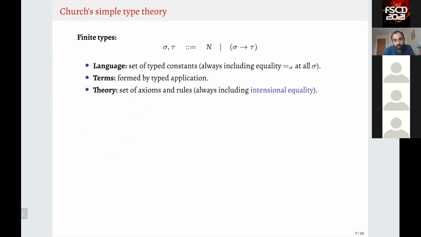So I imagine many of you have seen this before, but as a reminder, we'll work with only the finite types or the simple types, which are generated from a single base type n, and you should think of these as ranging over the natural numbers. And we have an arrow type, and we'll consider simply typed languages. This will just be a set of typed constants or combinators, and terms as usual are formed by typed application. And a simple type theory is now just given by a set of axioms and rules. In this setting, we'll always assume intensional equality. I don't want to go into that too much, but for technical reasons, that's what makes the results work. If you know what that is, good for you. If not, don't worry about it too much.